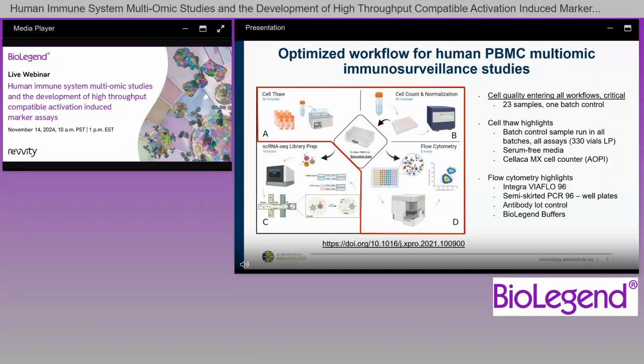And then another important key point is that we're integrating some small scale assisted automation using the Integra and changing up some of the traditional plate consumables. So we're using PCR plates while we're staining to get a tighter pellet. So we're optimizing for cell loss and operator bias by doing those things.